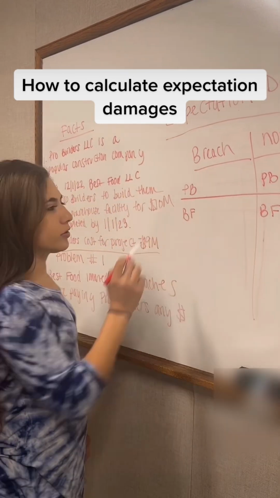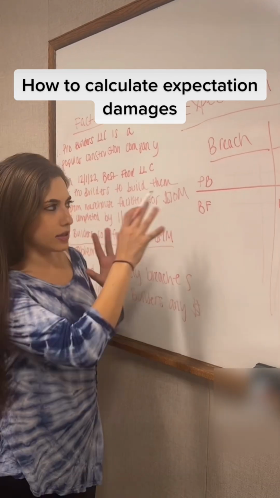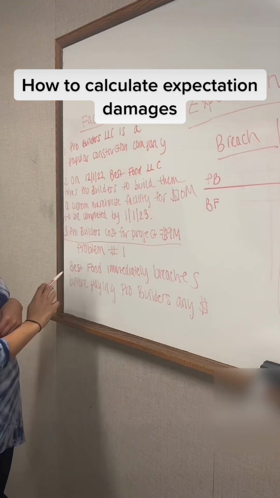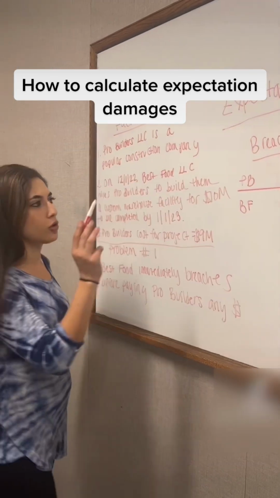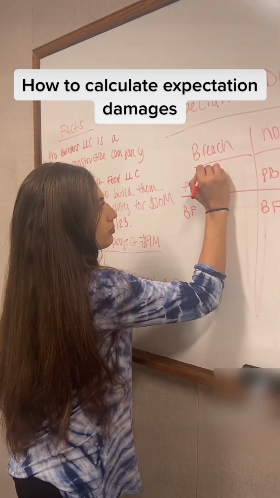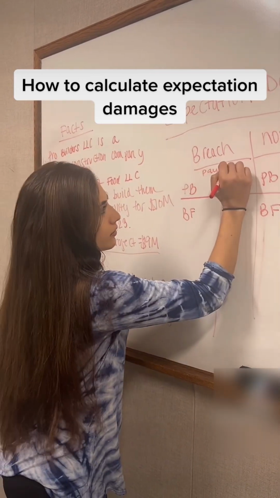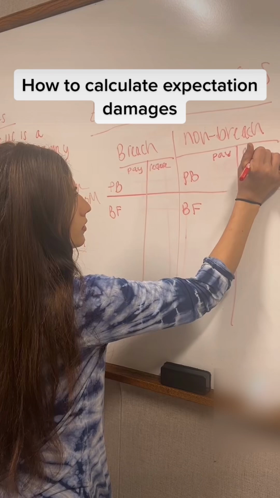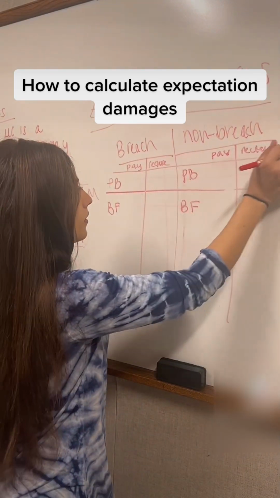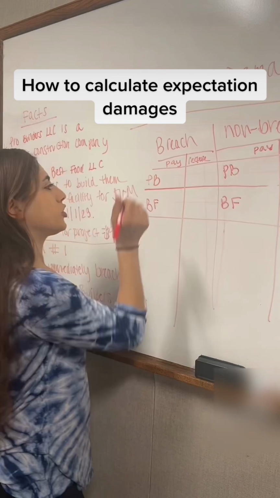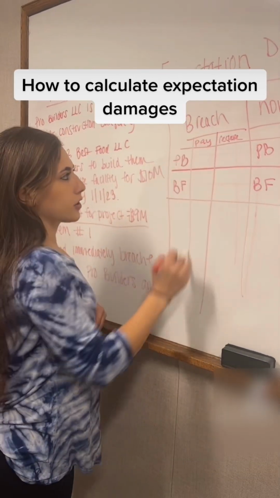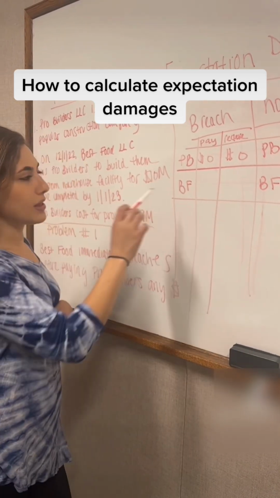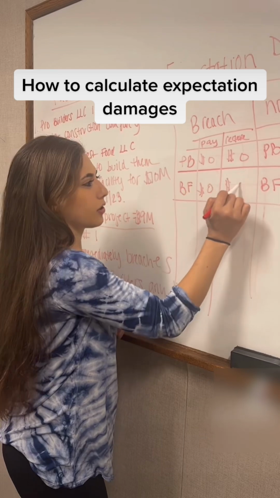So in the breach world, we start by asking ourselves, what is the current situation? In this situation, Best Food immediately breaches before paying Pro Builders any money. So Pro Builders are going to pay and receive in both worlds. In the breach world, Pro Builders pays 0 and receives 0. Best Food, same thing, pays 0, receives 0.